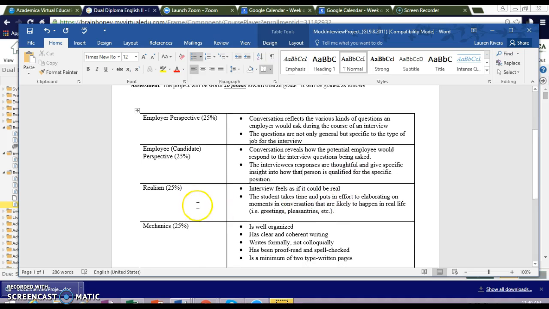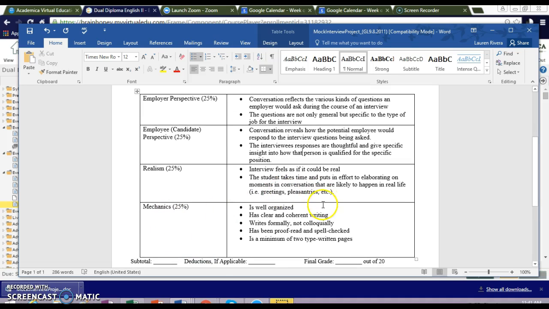So realism. The interview should feel as if it could be real, and you could read it to somebody out loud to see if it sounds like something that could actually happen. And then try to take time and put effort into elaborating in the conversation. Make it sound like a real conversation. There should be greetings, pleasantries.